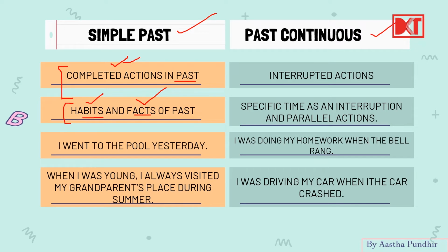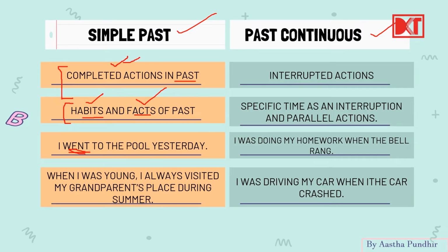एग्जाम्पल, आई वेंट टू द पूल यस्टरडे. अब ये एक एक्शन था जो मैंने कल कंप्लीट कर लिया. मतलब कि मैं कल आई वेंट टू द पूल यस्टरडे, मैं कल पूल पे गया था या गई थी, और वो जो एक्शन था वो कल ही कंप्लीट हो गया, राइट? कल होके आ गई. सो आई वेंट and this is the completed action in the past.